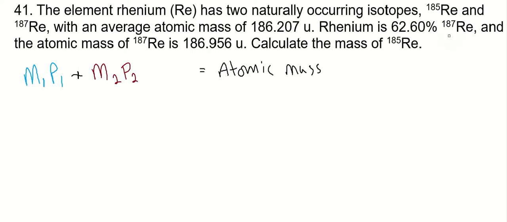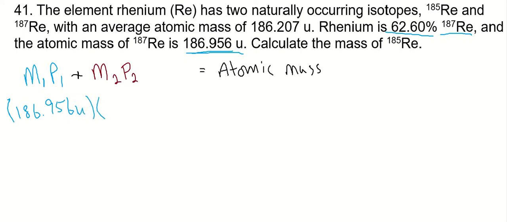Let's do rhenium 187, which is what we're given. We'll make that here in light blue. We got the percent there, we got the mass there. We're going to plug that in right there as M1 and P1. All right, so the mass is 186.956. Let me put my units on there.